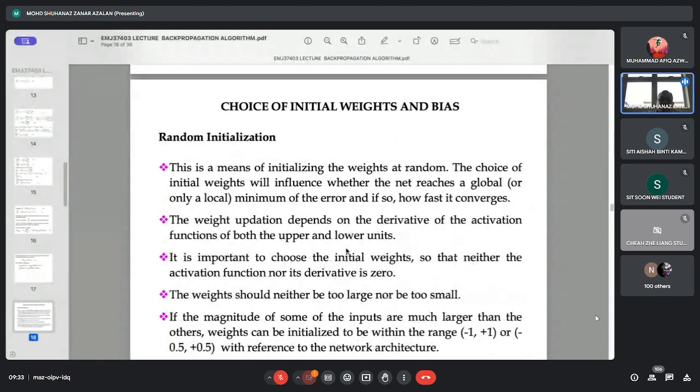It's also said here that the weightage should not be too large and not too small. Actually it depends on the data, and also on the activation function. So it is based on those parameters.